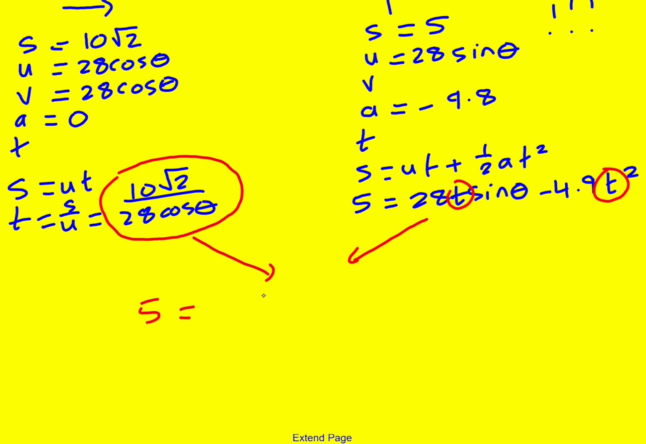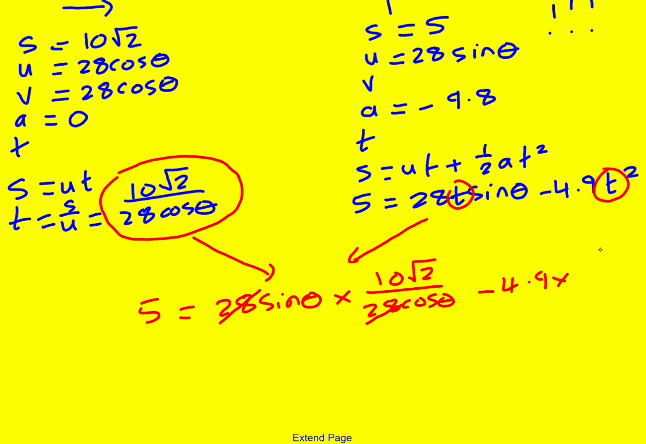I can replace my t's by 10 root 2 over 28 cos theta. Therefore, 5 will equal 28 sine theta multiplied by 10 root 2 over 28 cos theta. That's why it's quite good not to simplify it, because these now cancel out. Minus 4.9 multiplied by 10 root 2 over 28 cos theta all squared. All right, that's looking pretty good.